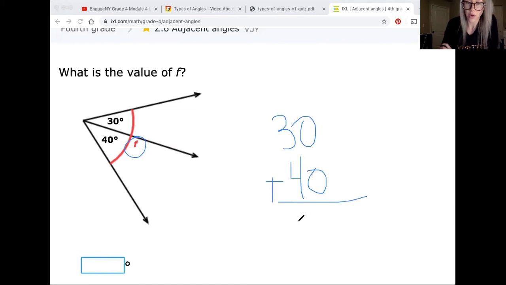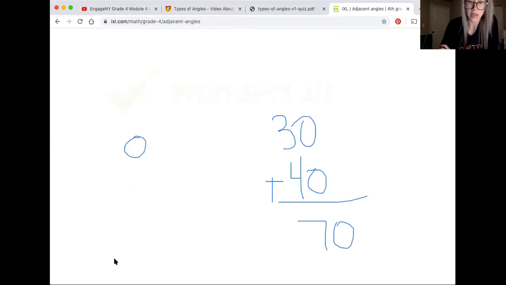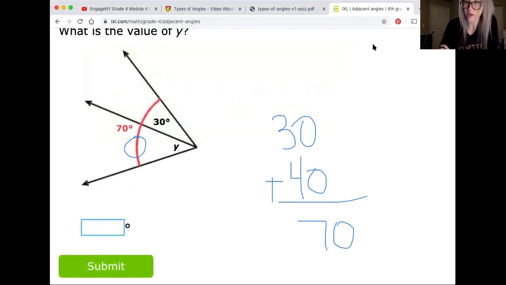Now 30 plus 40 is 70. Haha, 70 degrees. Okay, so that means that F right here, both those added together, is going to equal 70 degrees. Let's see if we are correct. Oops, my bad. 70 degrees, and let's submit. Wonderful. Okay, so that's what you're going to do on here.